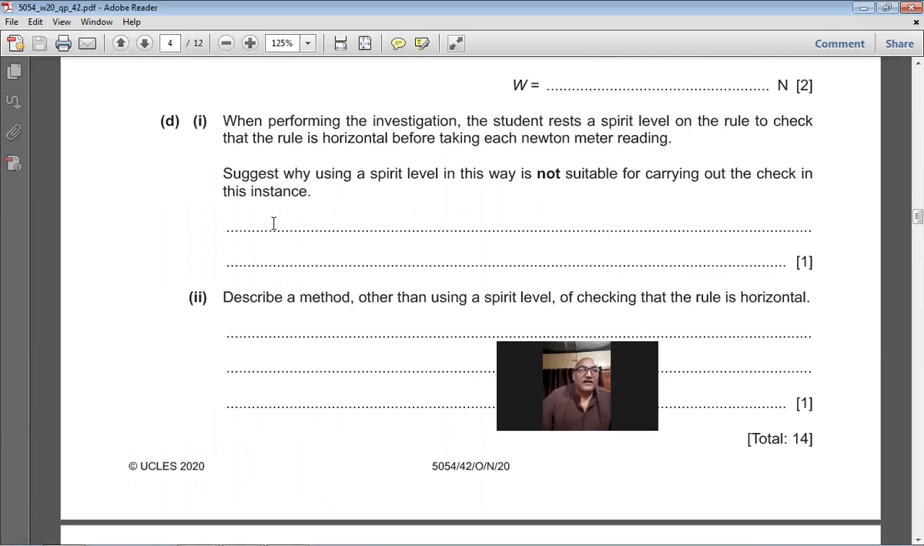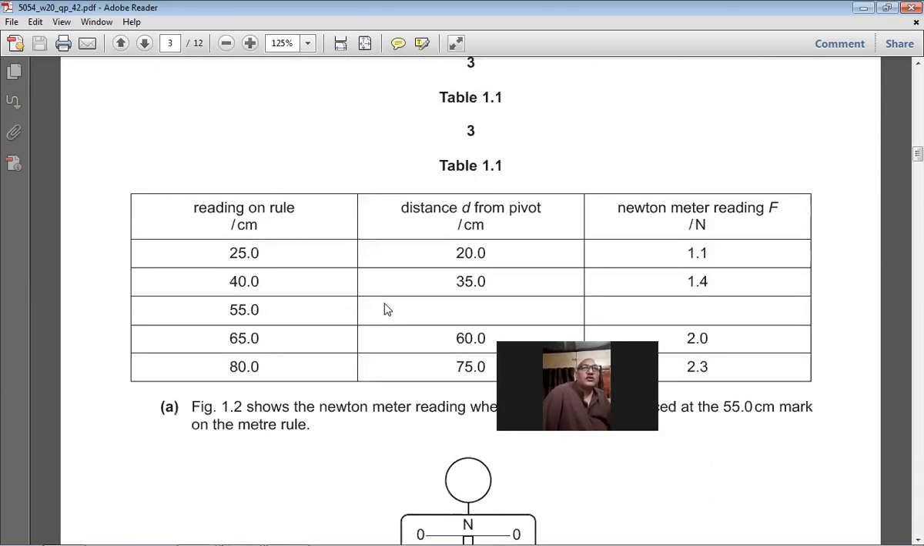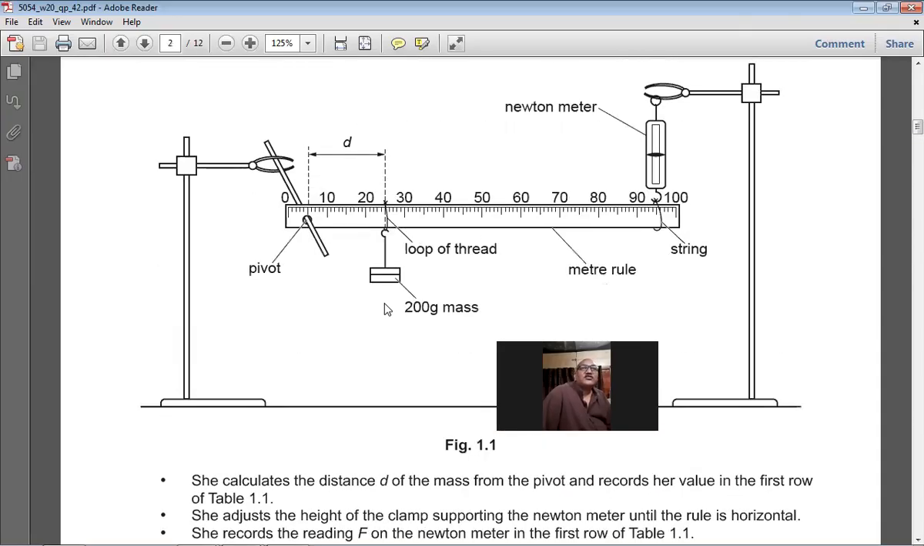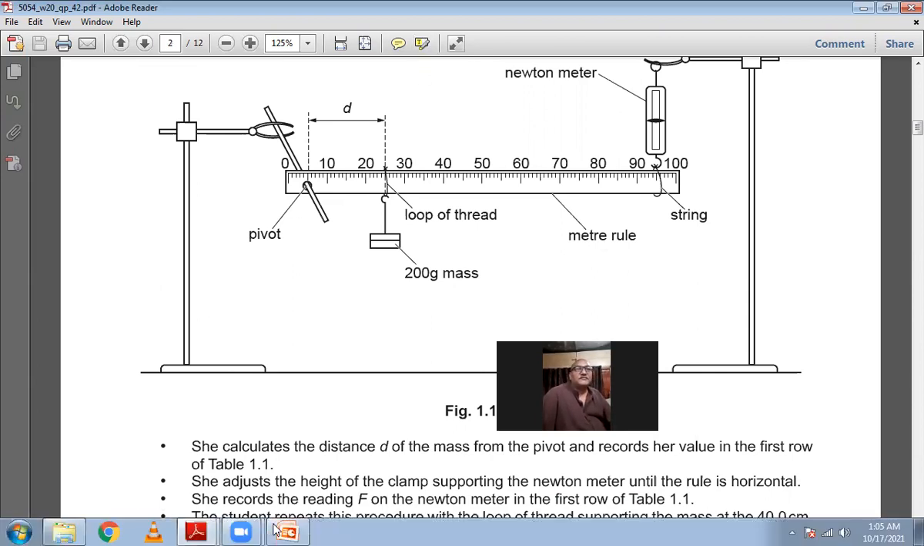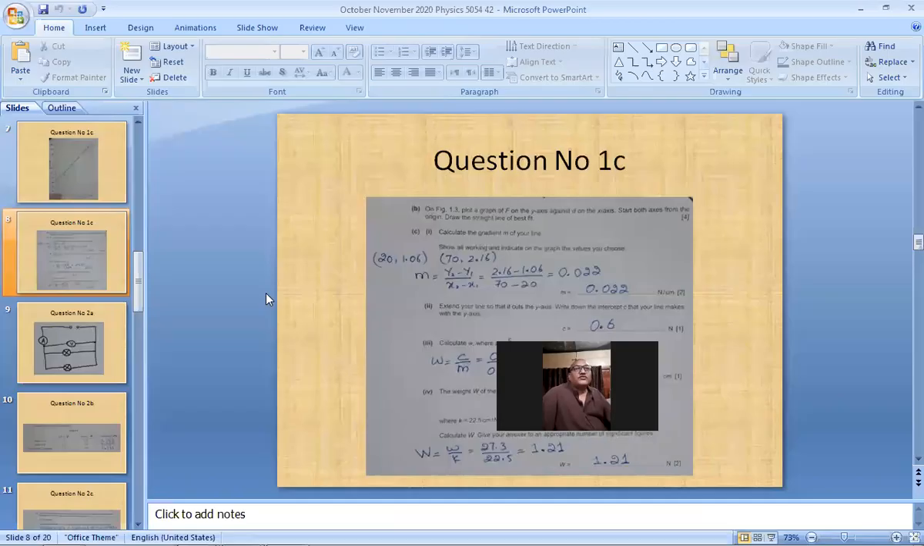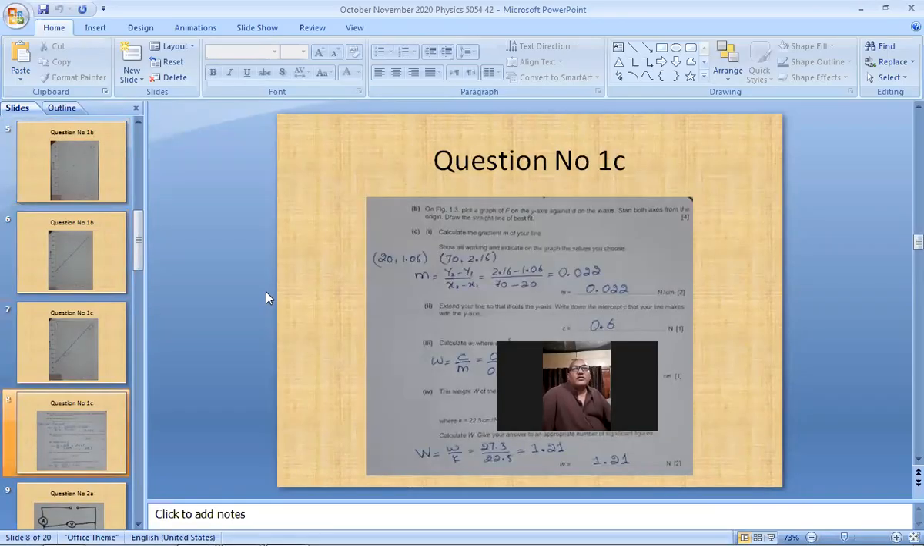Okay, so we were here. Why using a spirit level in this way is not suitable for carrying out the check in this instance. And then the next question, 1 mark question, is describe a method other than using a spirit level of checking that the rule is horizontal. So what you do, try to understand this. This is how you do it. What you will do, you will take a, let me show you the answer. Okay, so here we go.